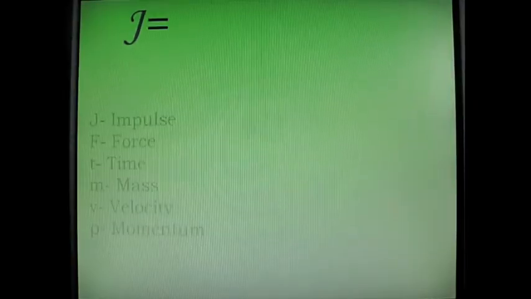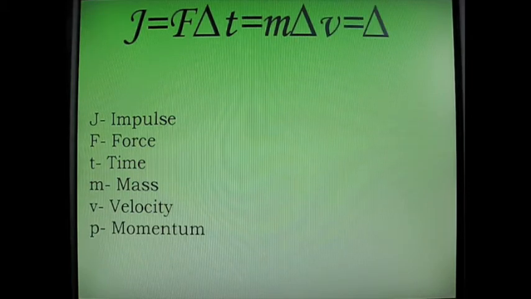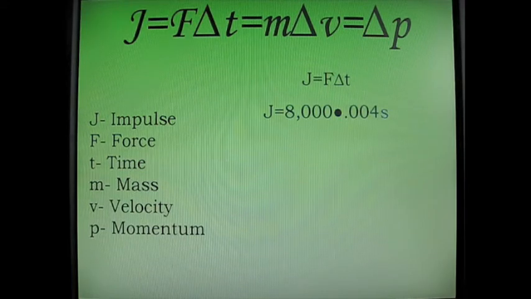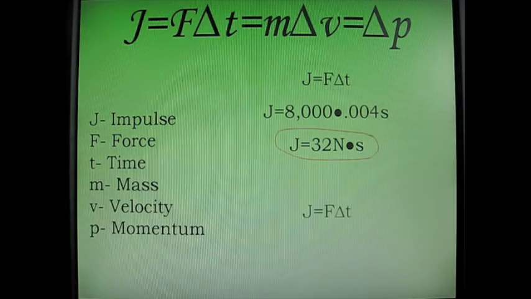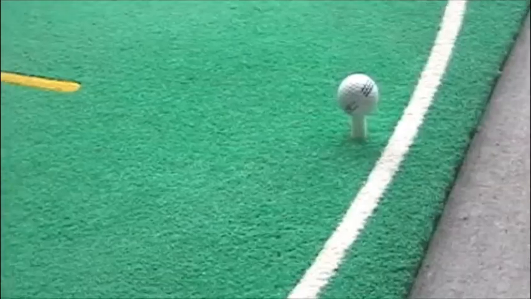The formula for impulse is impulse equals force times change in time equals mass times change in velocity equals change in momentum. For example, if a golfer hits a golf ball with a force of 8,000 newtons and the contact time is 0.004 seconds, he will have an impulse of 32 newton seconds. However, if a golfer follows through and increases his impulse time to 0.005 seconds, his impulse will increase to 40 newton seconds. A greater impulse means a greater momentum.